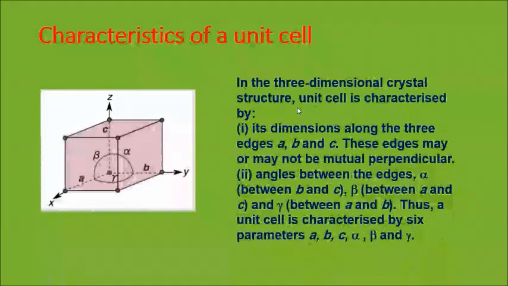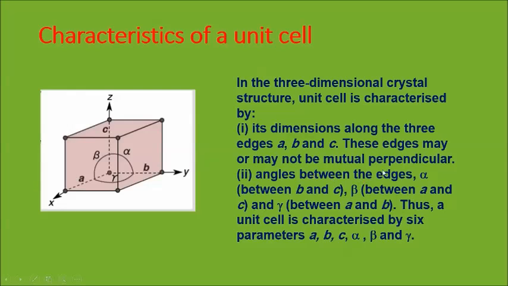So let's see how we can characterize the unit cell. Its dimensions along the 3 edges are said to be a, b and c. Just now we have seen here, this is a, b and c. These edges may or may not be mutually perpendicular. It has variations. The second point for the characteristic is the angles between the edges, that is alpha, beta and gamma.